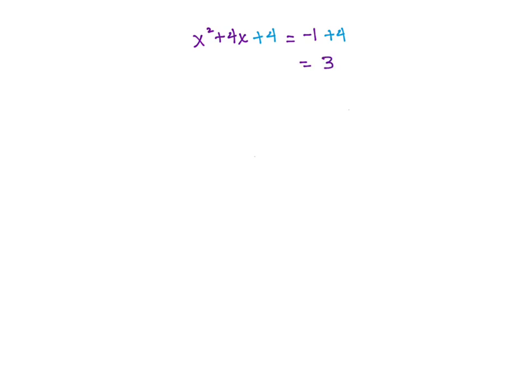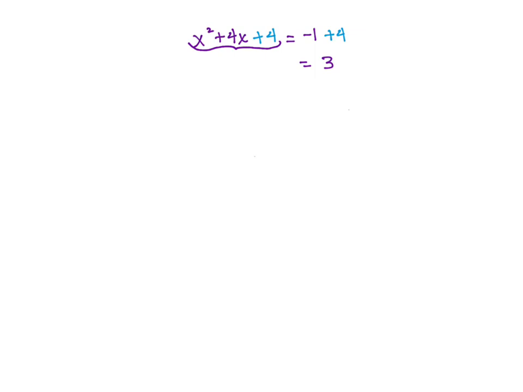But why did we do this? Why did I complete the square? Okay, so everybody look at this now. I've got x squared plus 4x plus 4. I just created a perfect square trinomial.